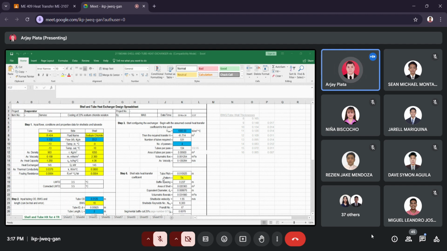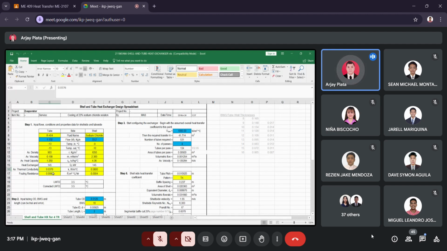Anyway, so this is the one that I prepared. For example, we are given the fluid properties. So we'll just input the temperature, the air density, viscosity, heat capacity. This can be found on your table. Also this thermal conductivity.